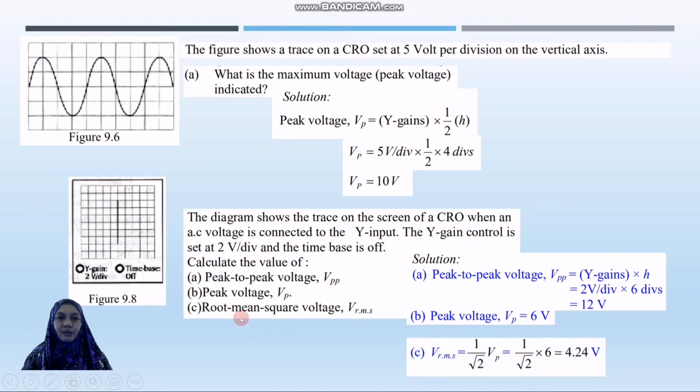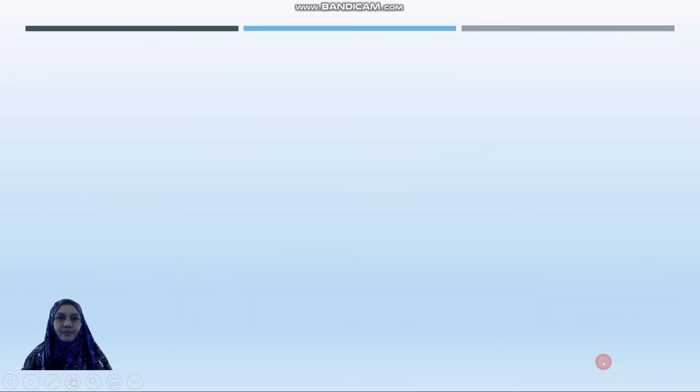And C, the root mean square voltage. So this is the formula to find the root mean square voltage or the effective voltage, where it is equal to VP divided by square root of 2. So VP is 6, the peak voltage, divided by square root of 2. So the root mean square voltage is equal to 4.24 volt. Okay.